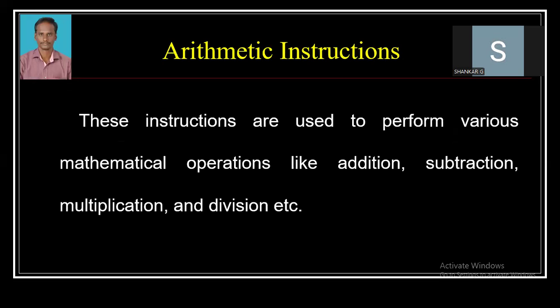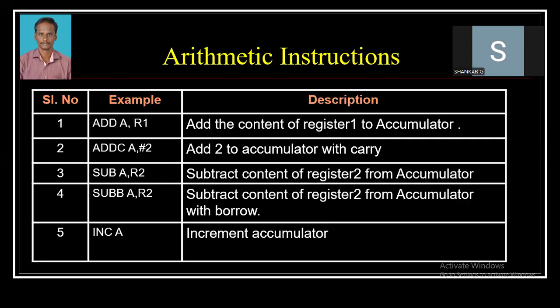The next instruction group is arithmetic instructions. These instructions are used to perform various mathematical operations like addition, subtraction, multiplication, and division. So let us see the examples. First example, ADD A, R1, which means add the content of register 1 to the accumulator. The result will be stored in the accumulator.